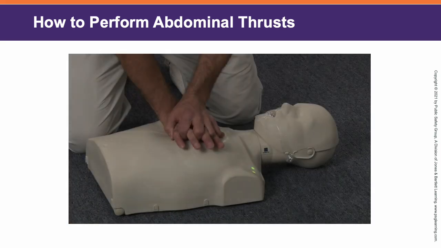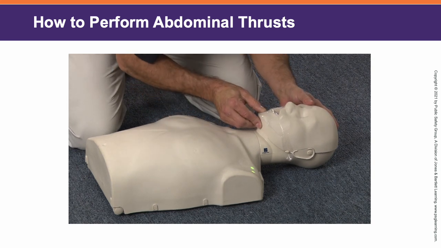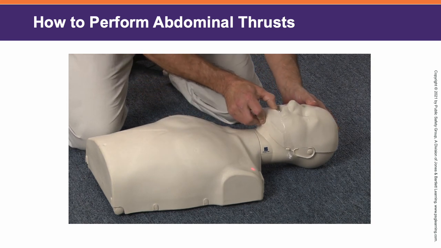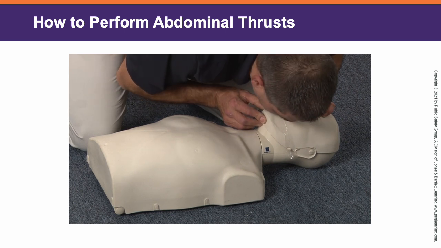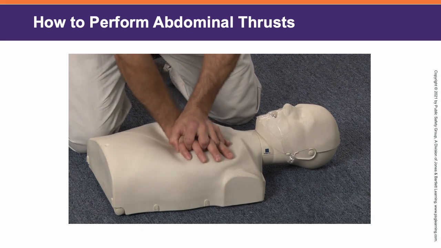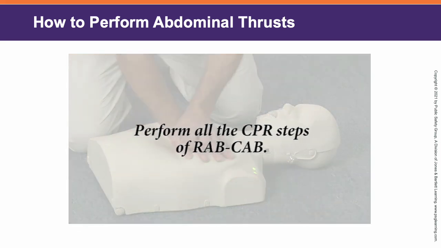If the person becomes unresponsive, give 30 compressions and 2 breaths. Before each first breath, look into the mouth for an object. If an object is seen, remove it. If the person is found unresponsive, perform all the CPR steps of RAB-CAB.